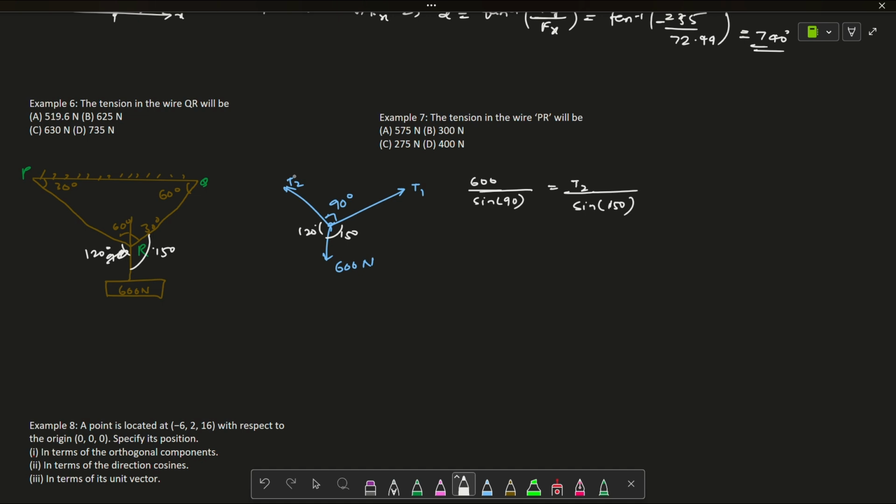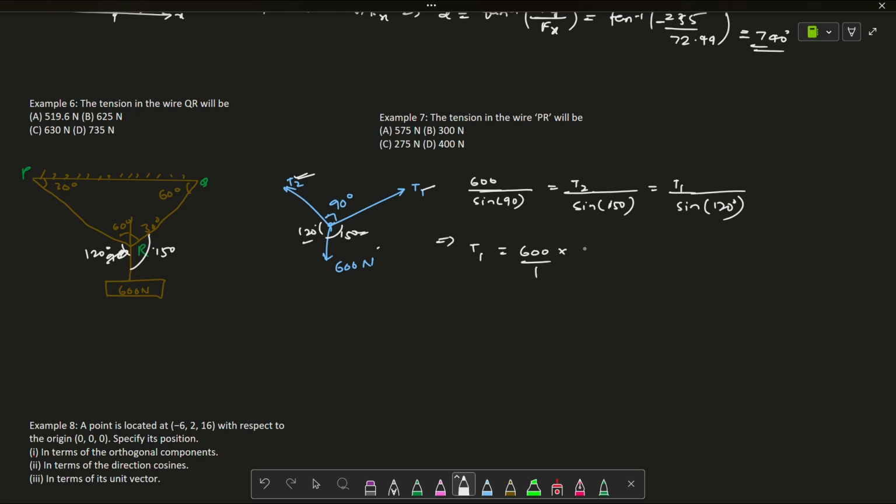Sorry, the opposite of T2 is 150, and the opposite of T1 is 120 degrees. So remember that, don't make any mistake. Sine 120 degrees, and we will get T1 equal to 600 into sine 120 divided by sine 90, which is 1.